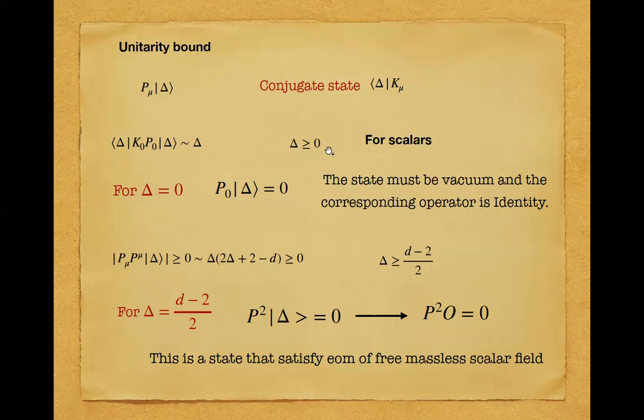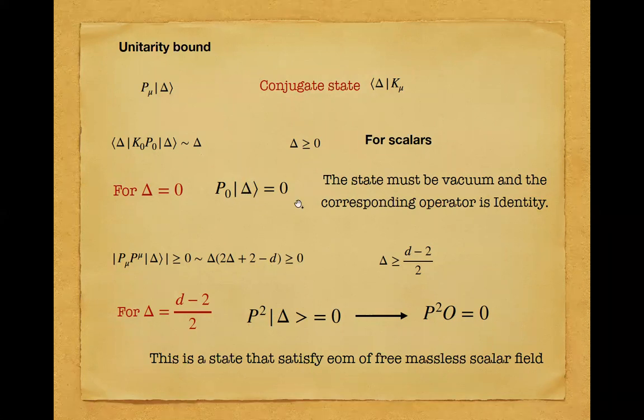So you already get a very interesting bound on delta: for scalars in a unitary CFT, delta has to be greater or equal to 0. And you can notice that when this saturates the bound, when delta is equal to 0, it means that P0 acting on delta gives you 0, right? And what does this mean? This means that it is invariant under the momentum generator.